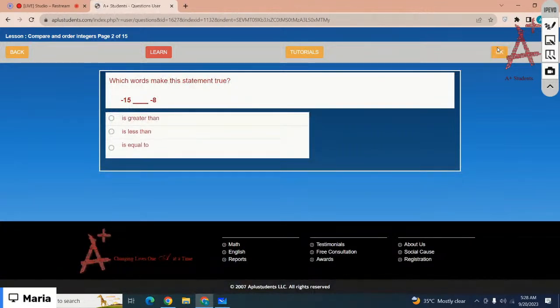Which sign makes the statement true? Negative 15 and negative 8. Which is the correct option? Negative 15 is farther from 0 than negative 8, right? That means negative 15 is less than negative 8.